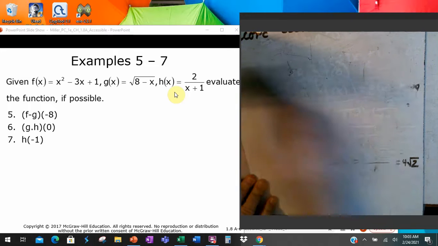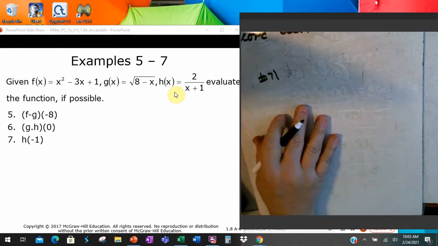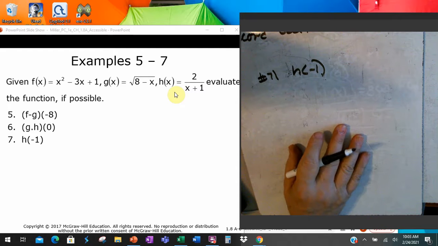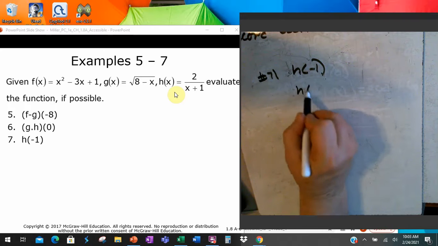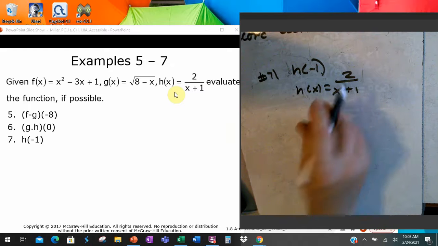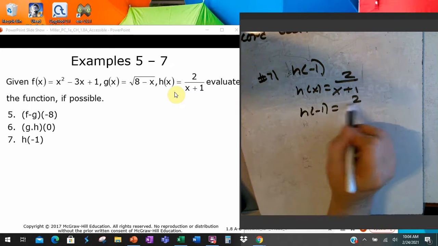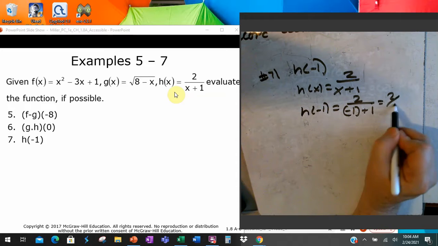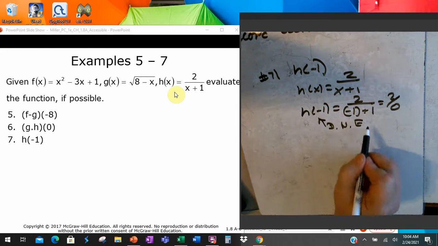Number 7 says evaluate h at negative 1. This is pretty easy, because there's no building a function. This is just the base function. H of x was just 2 over x plus 1. Then h of negative 1 would be 2 over negative 1 plus 1, which is 2 over 0. So this does not exist.